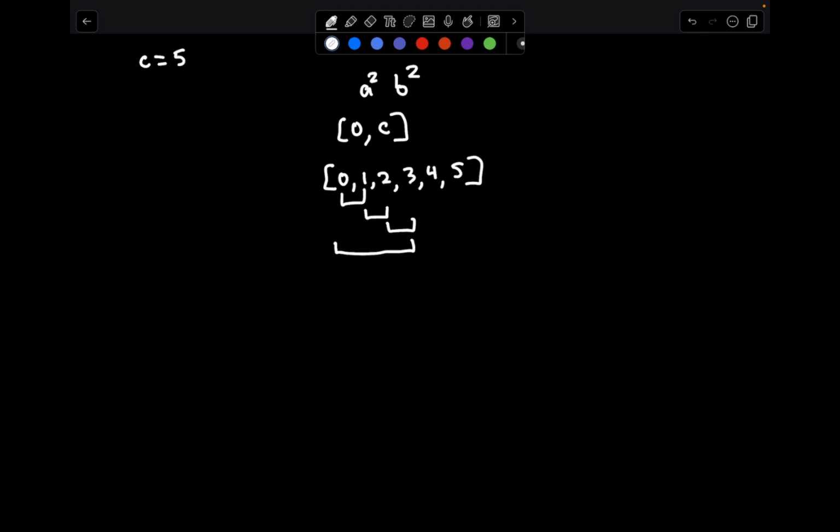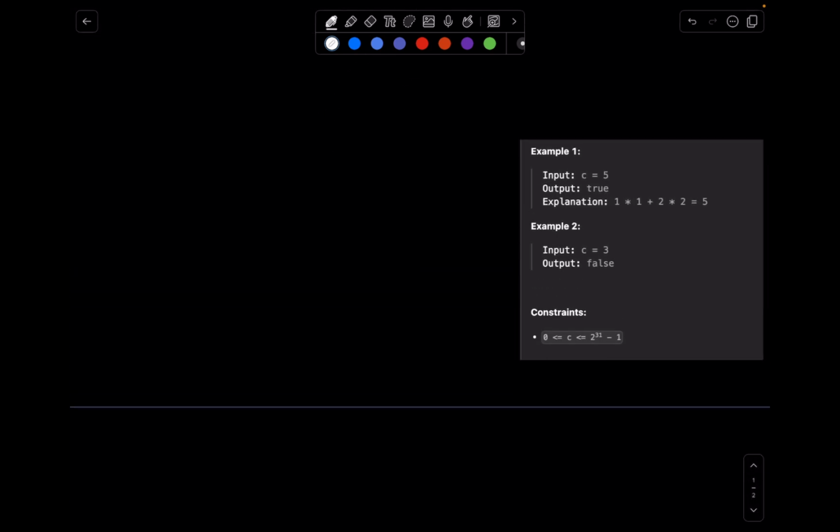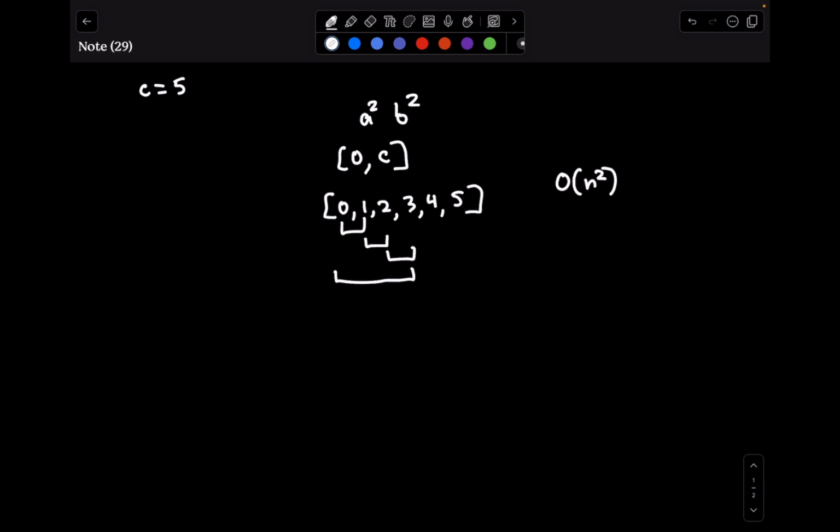So this over here is going to be big O of n squared. And this is going to be our brute force solution. But the problem with this is the values of c could go all the way up to the value of 2 to the power of 31. That's almost 2 billion values. Obviously, this is not a very good approach. So let's see how we can make the search space even smaller.